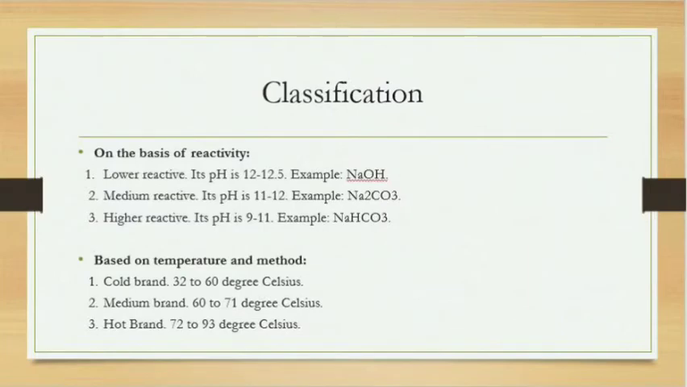When we classify according to the temperature of the dyeing method, we get 3 types: cold brand, medium brand, hot brand. For cold brand, 32 to 60 degrees Celsius temperature is maintained. For medium brand, 60 to 71 degrees Celsius is maintained, and for hot brand, 72 to 93 degrees Celsius temperature is maintained.